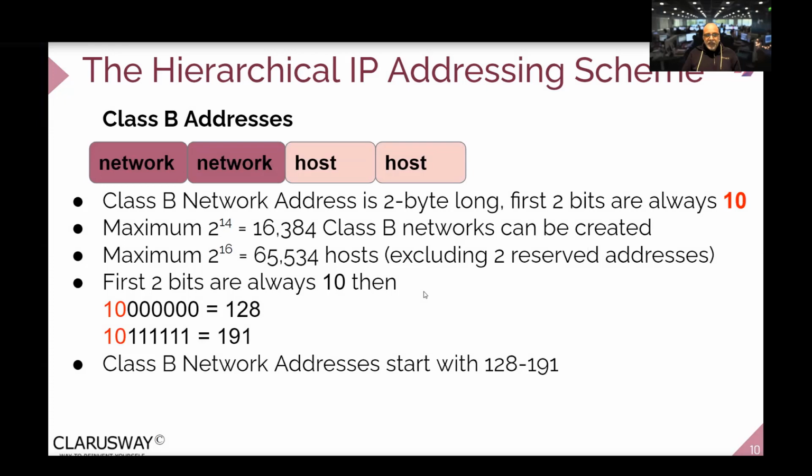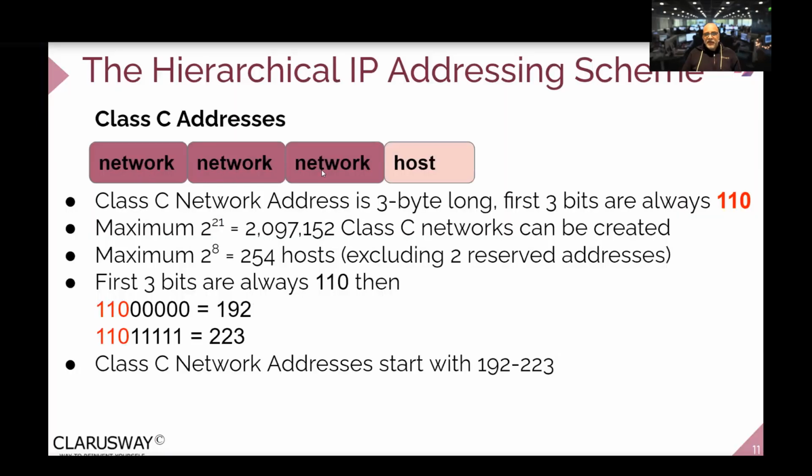If I go to Class C, this time I've got 3 bytes reserved for the network address. The first 3 bits are going to be 110. So I have 8, 8, 8. That's 24 bits, minus these 3 which are reserved, which is 21 bits left. That tells me there are 2 to the 21, or more than 2 million networks I can create. So if I want really small networks, I can create 2 million of them, or there are 2 million available Class C networks. How many hosts per network?